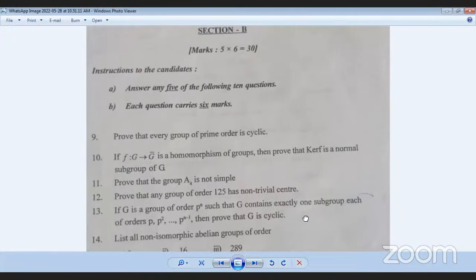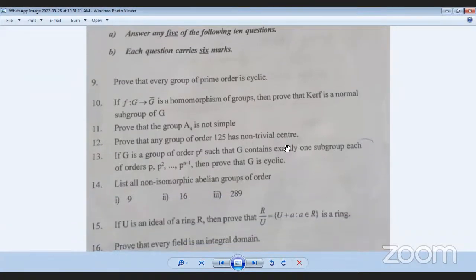So next, second: every group of prime order is cyclic. If G to G dash is a homomorphism of groups, then prove that the kernel of f is a normal subgroup of G. A4 is not simple. A group of order 125 has a non-trivial center. G is a group of order p^n such that G contains a subgroup of each order p^1 to p^(n-1). Non-isomorphic groups, I told this also.